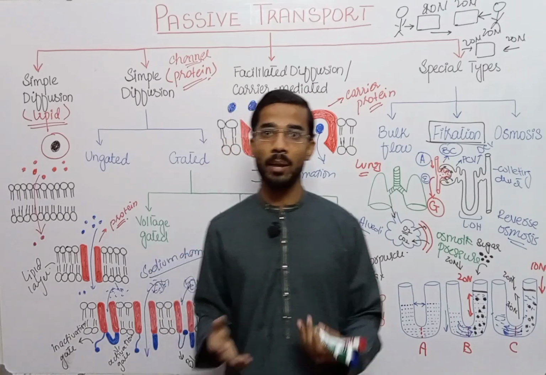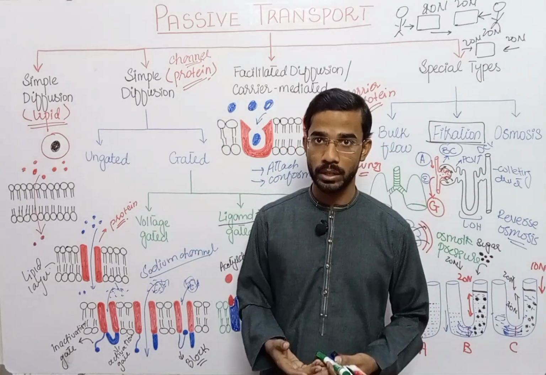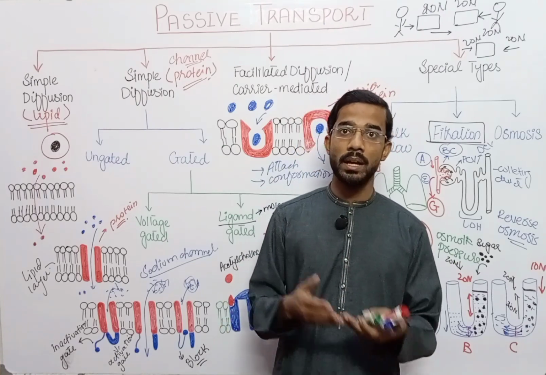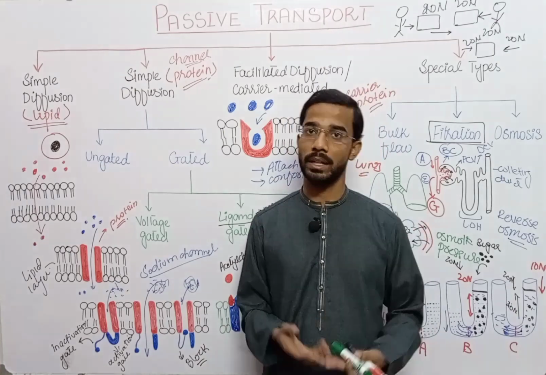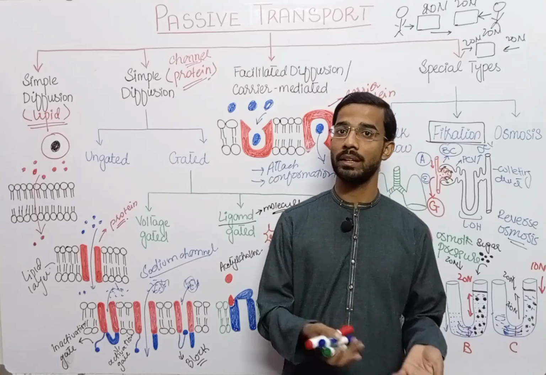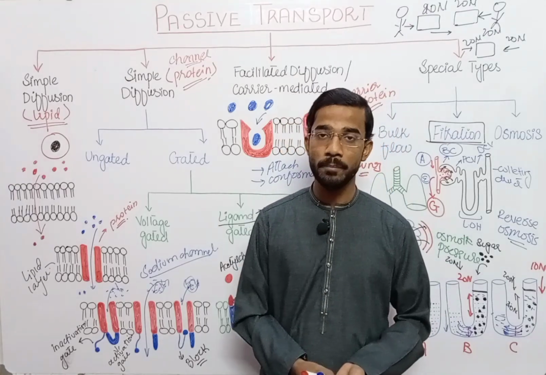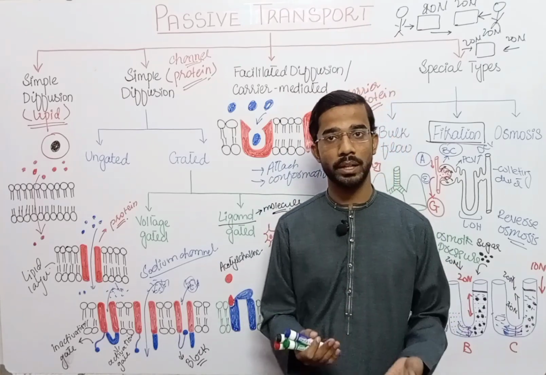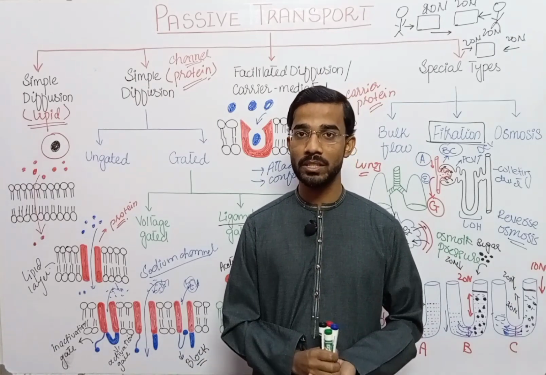So this is all about passive transport. In this lecture we discussed different categories: simple diffusion through lipids, and simple diffusion through proteins. It has two categories, gated and ungated, and gated has three further categories: voltage gated, ligand gated, and mechanically gated. Next, facilitated diffusion, and the last one is the special types, which has three further categories: filtration, bulk flow, and osmosis. So this is all about passive transport.